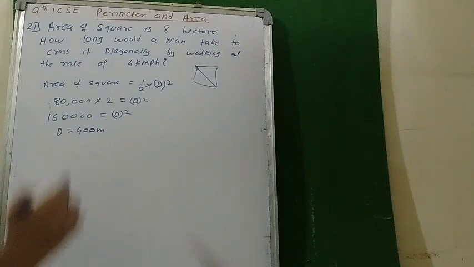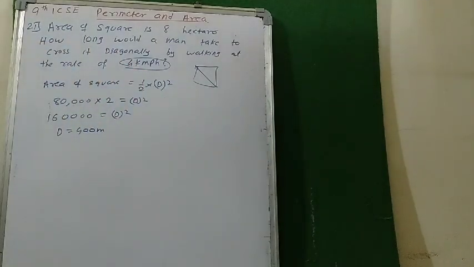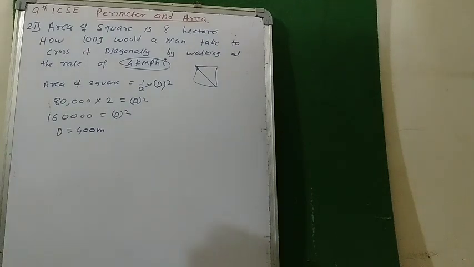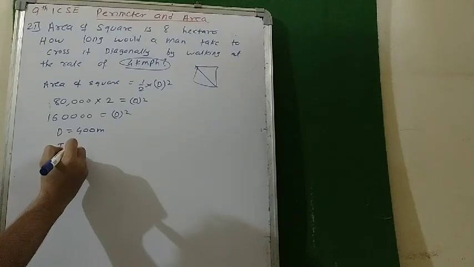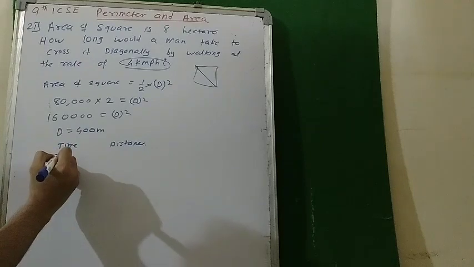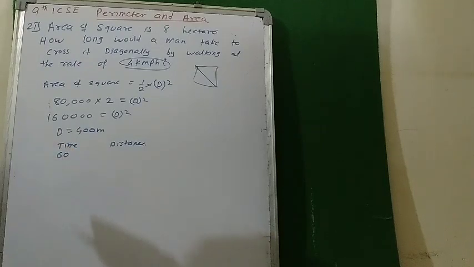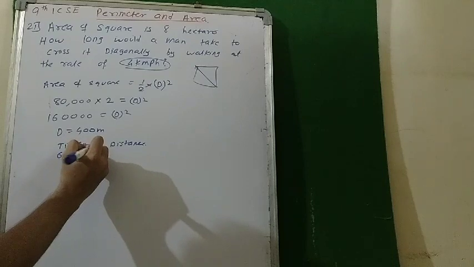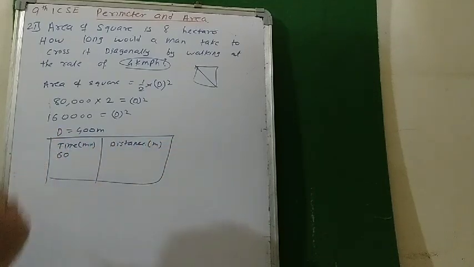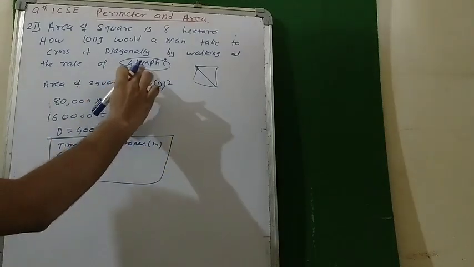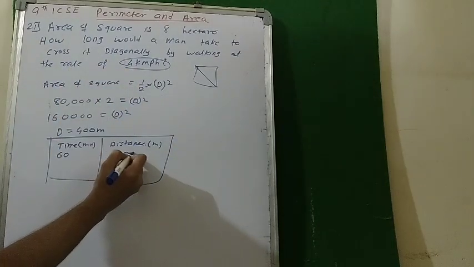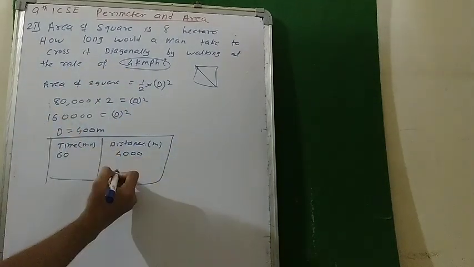Okay, the rate of walking is 4 kilometers per hour. We can do it by ratio and proportion also, with time and distance. Time in minutes and distance in meters. So with this you can solve it. 4 kilometers per hour, and an hour means 60 minutes. In 60 minutes it covers 4 kilometers, that is 4,000 meters. We need to cover only 400 meters.